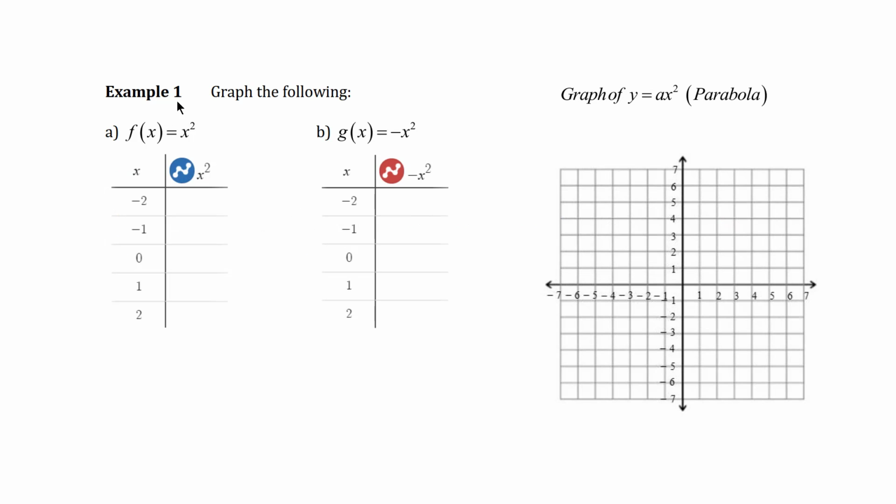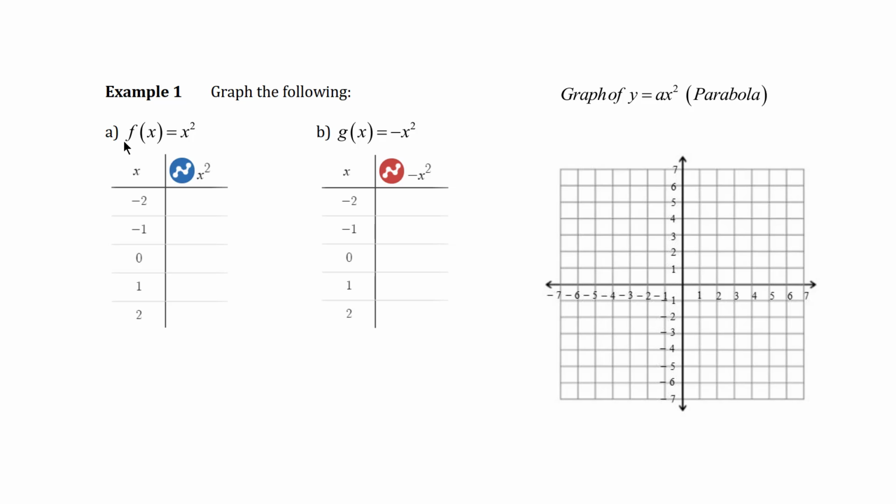For example number 1, we need to graph the following functions. Now the following functions are quadratic functions of the form y equals ax squared. This type of graph is also known as a parabola. What we're going to do is graph the functions as well as explore how changing the value of a from positive to negative will affect the shape of our graph. So let's start with part A.